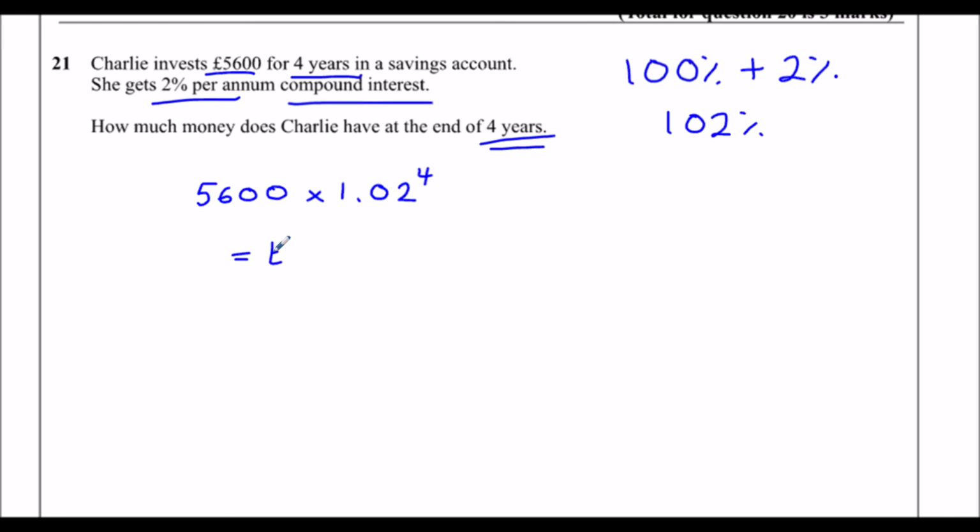And that gives us £6,061. I'm going to round to 2 decimal places because it's money. 62 pence.